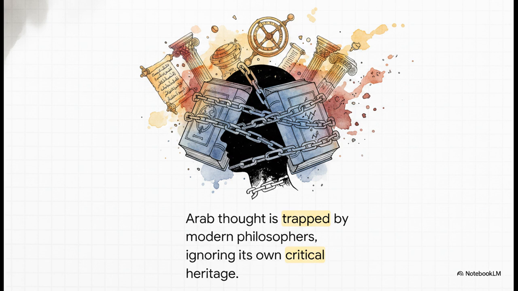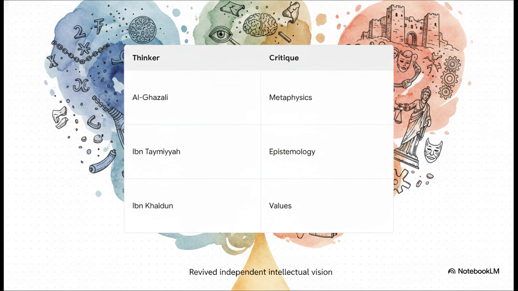To actually move forward and break free from this intellectual dependency, society has to look backward to its own historical critiques. And to map out that escape route, the author points to 3 historical pillars of the critical school as the absolute key to intellectual liberation. First, we have Al-Ghazali, who provided a profound critique of metaphysics. Second is Ibn Taymiyyah, who pioneered the critique of epistemology, basically how we acquire knowledge. And third, Ibn Khaldun, who offered an absolute masterclass in the critique of societal values.